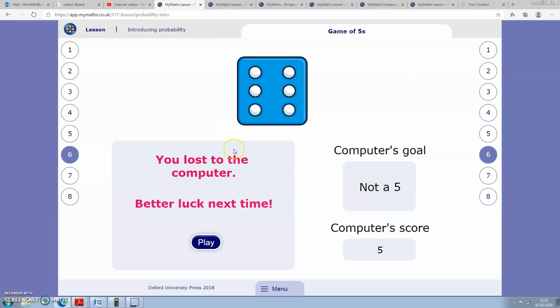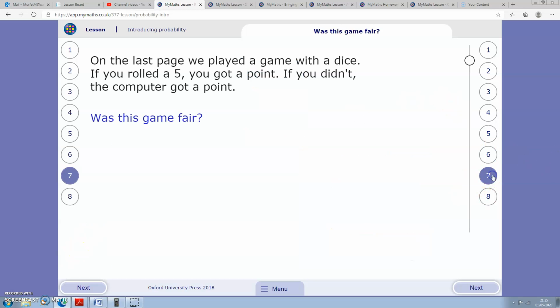Okay, now the computer's got 5 in 6 chances of winning. I've got a 1 in 6 chance of winning, so we would expect the computer to win most of the times.